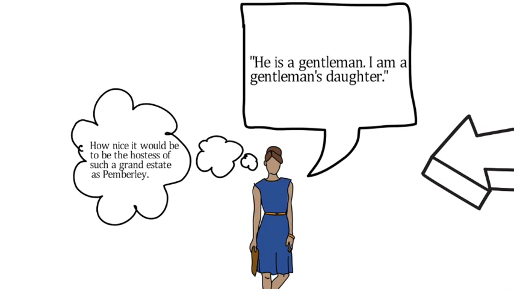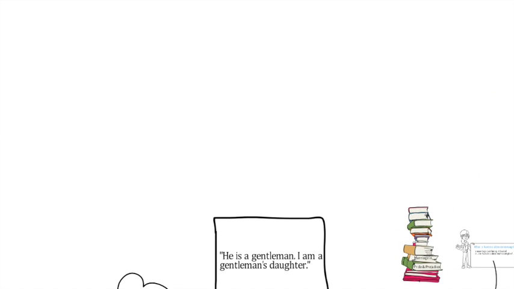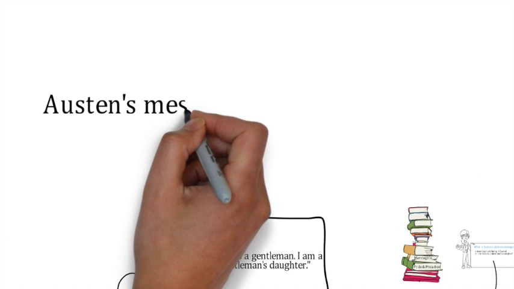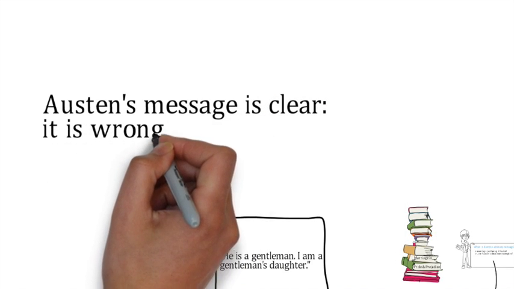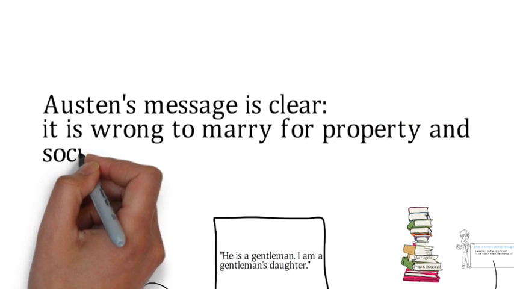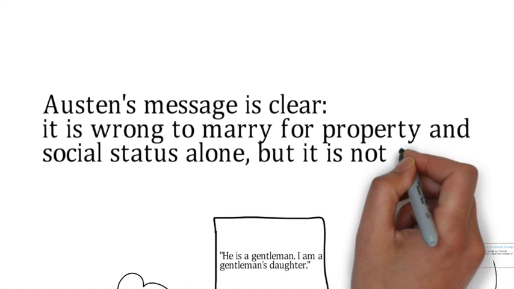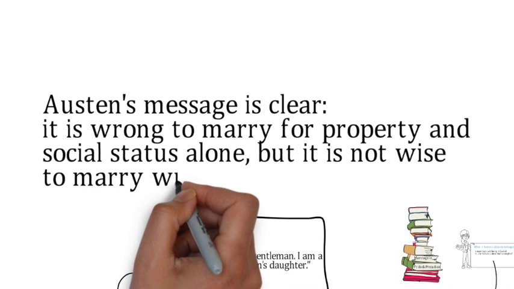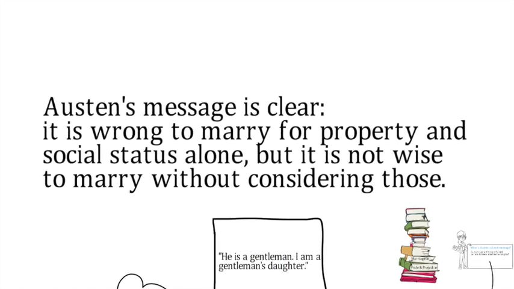Obviously, for Lizzie, love is of the highest importance, but she is no fool, and as she is our heroine in this novel, Austen's message is clear. It is wrong to marry for property and social status alone, but it is not wise to marry without considering property. There are some within this society who clearly fit in and manipulate the conventions to get what they want, while there are others who are so constrained and manipulated by the idea of marriage that it absorbs them and prevents them from acting in any other way.